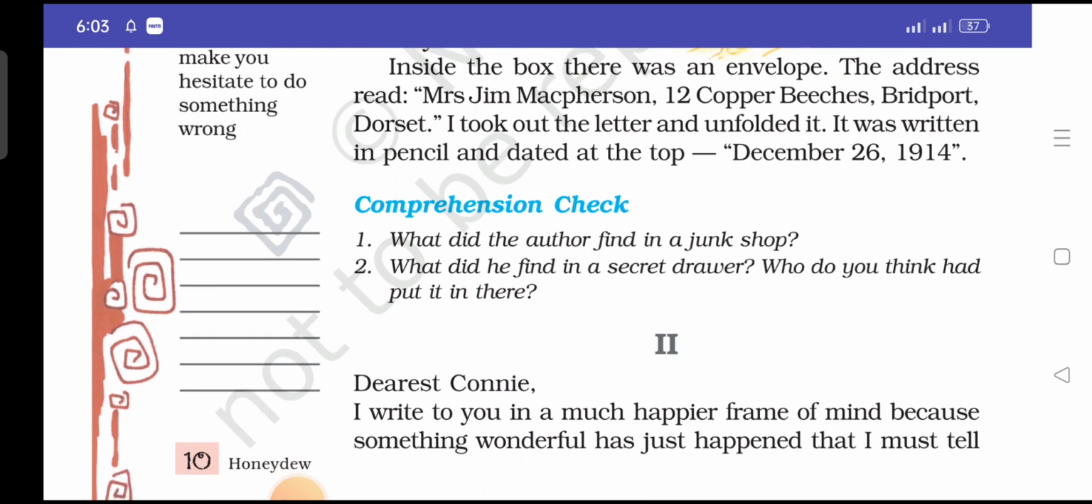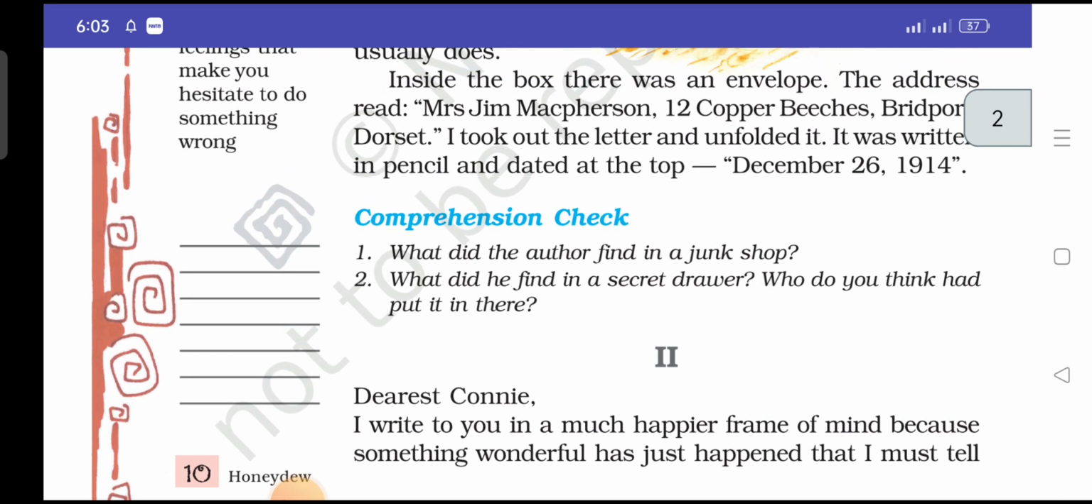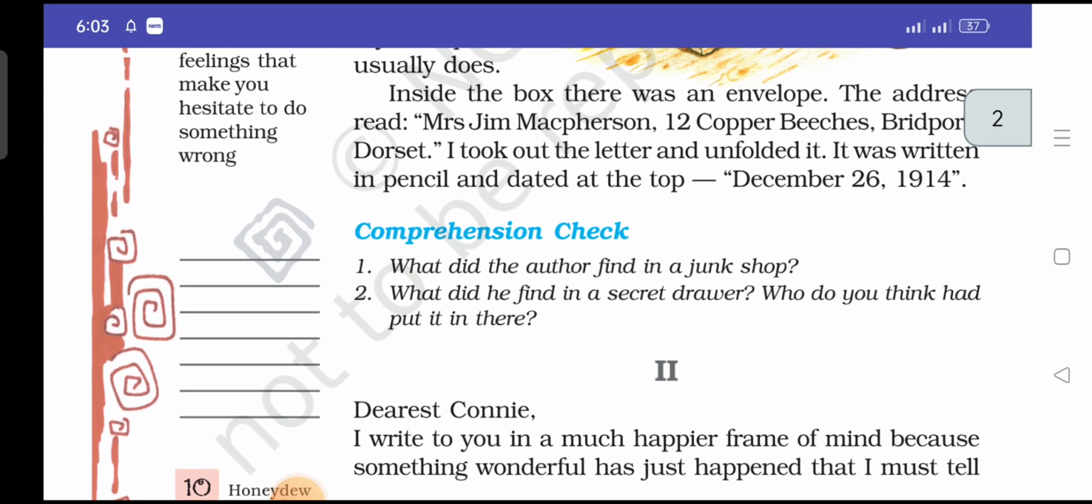Okay, now let's do a quick comprehension check. What did the author find in the junk shop? Okay, so what the author found in the junk shop was a roll top desk, which was made of oak. Oak is a very important wood which is used to make furniture.